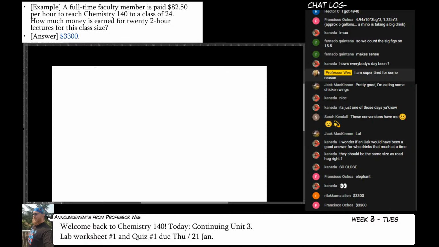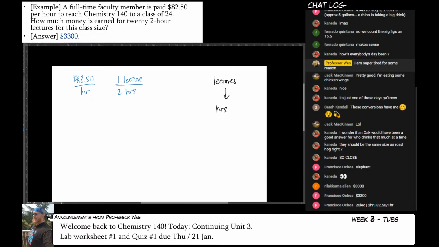what conversions do we have here? So we have $82.50 per hour. And then there's another conversion that's hidden in there. We've got 1 lecture equals 2 hours. And so to start the problem, I tell you how many lectures I give. I give you 20 lectures. Which we can then turn to a number of hours, which we can then turn into money.